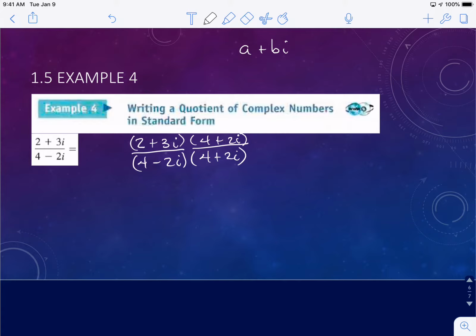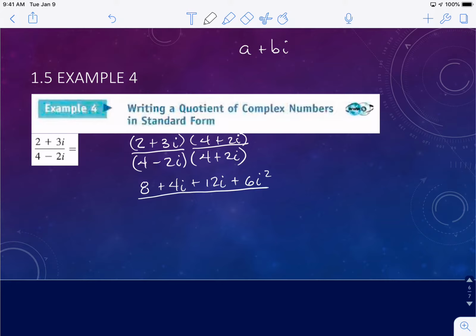So in the numerator on top, we're going to do 2 times 4, which is 8. The outers is 2 times 2i, which is 4i. The inners gives me plus 3i times 4, which is 12i. And then finally the last, which is plus 3 times 2, which is 6, times i squared, 6i squared.